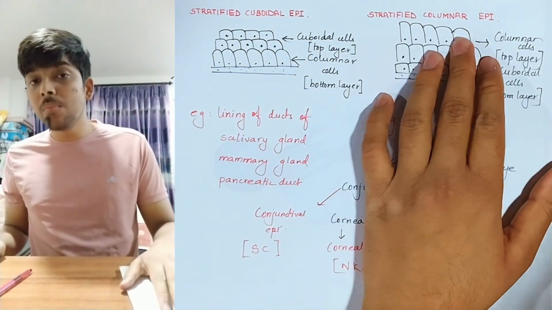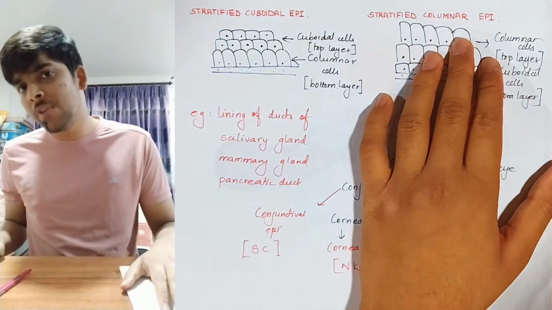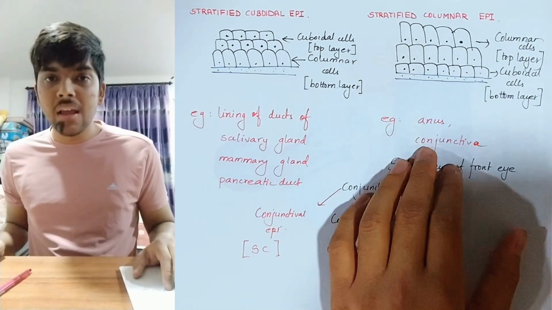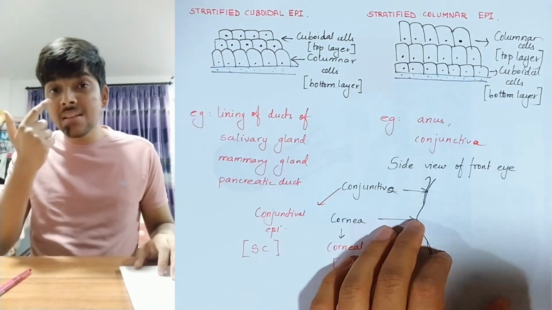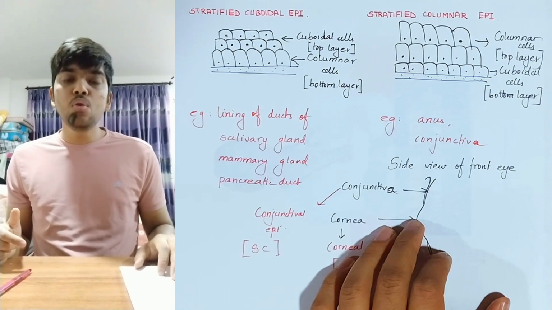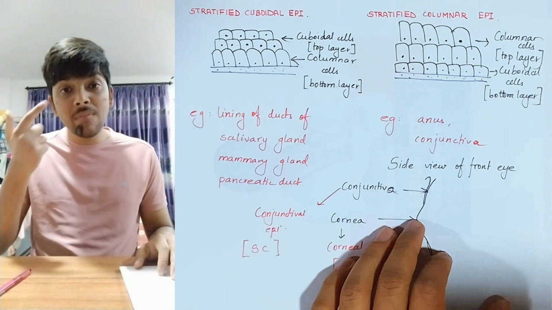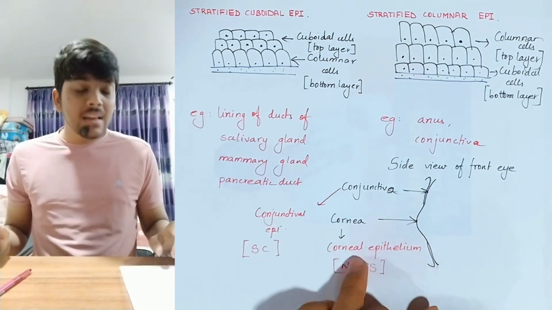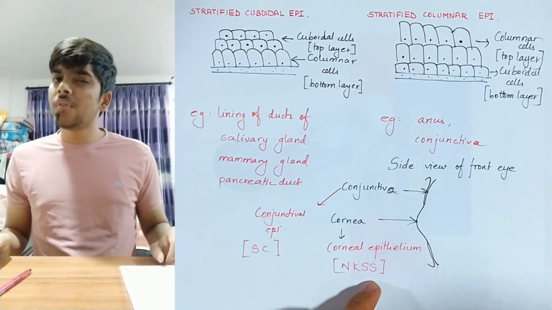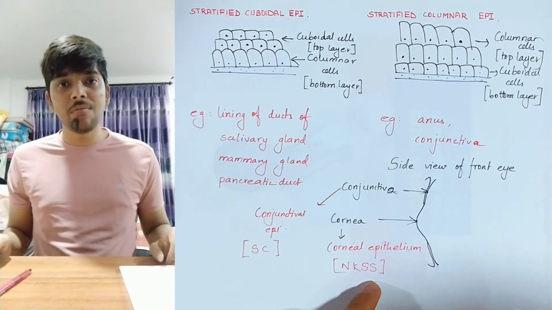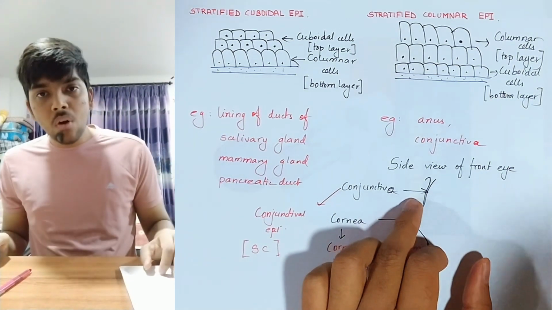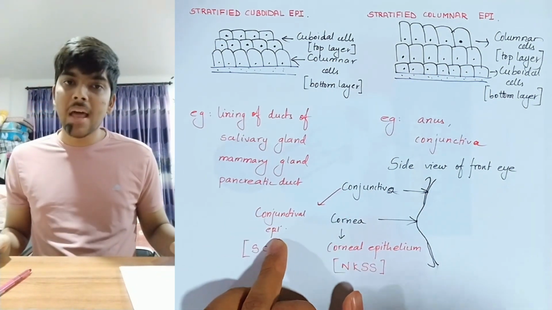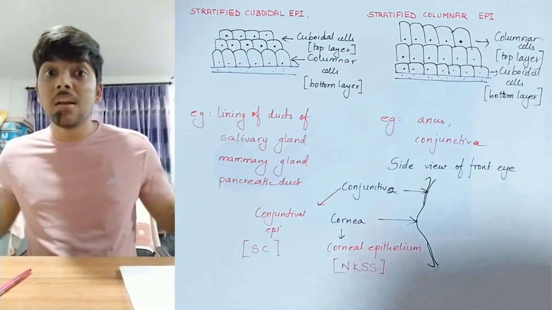While your stratified columnar epithelium is found in places where a lot of friction takes place, such as your anus and the conjunctiva of the eye. The front side of your eye is covered by epithelium. There are two different types of epithelium present on the two different parts of your frontal eye that protects it from friction. Covering your cornea is the corneal epithelium, which is formed of non-keratinized squamous stratified epithelium, and your conjunctiva, which is covered by conjunctival epithelium, which is none other than your stratified columnar epithelium.